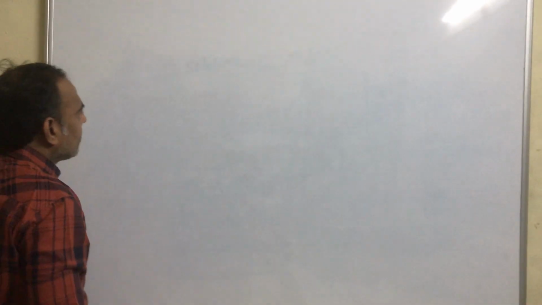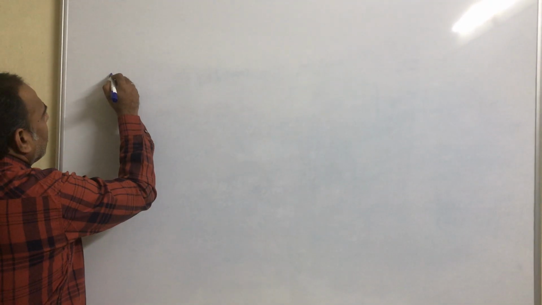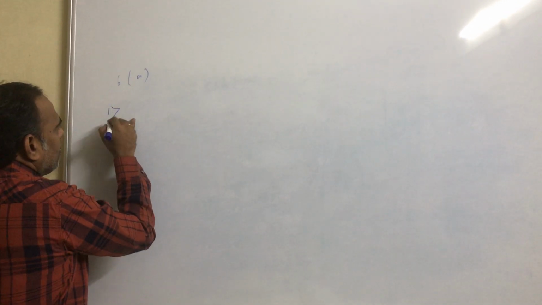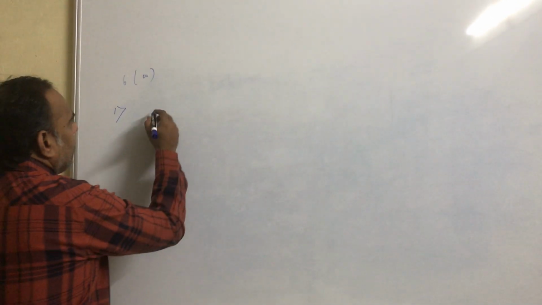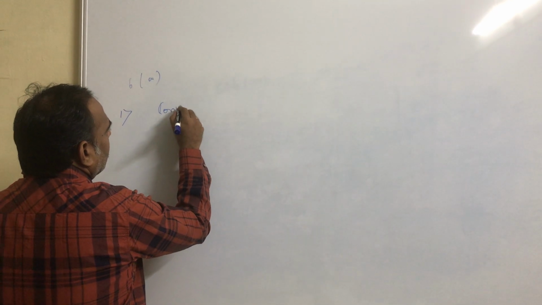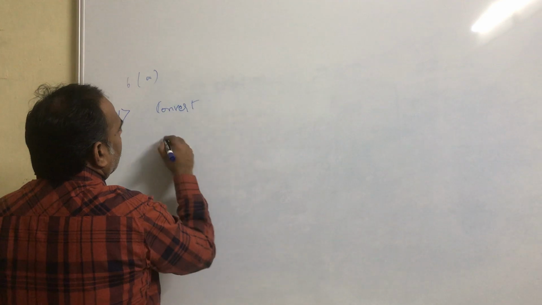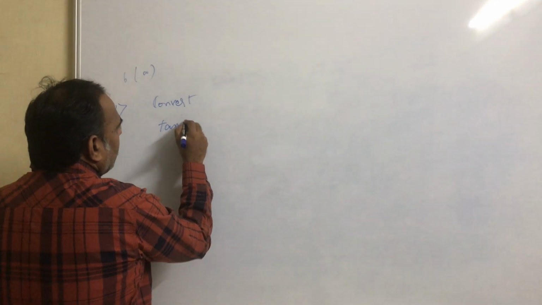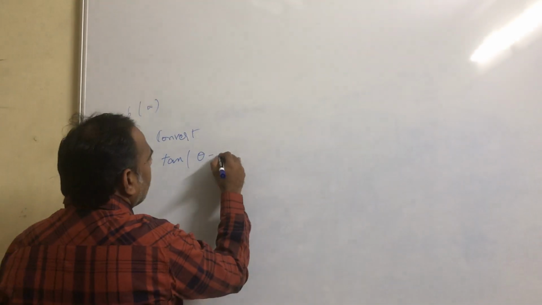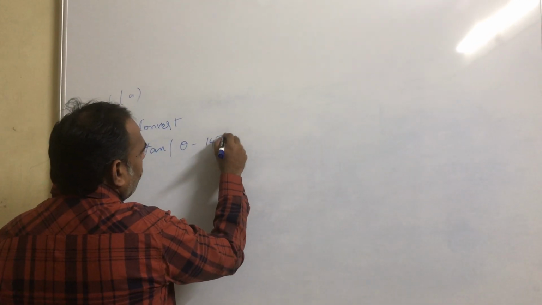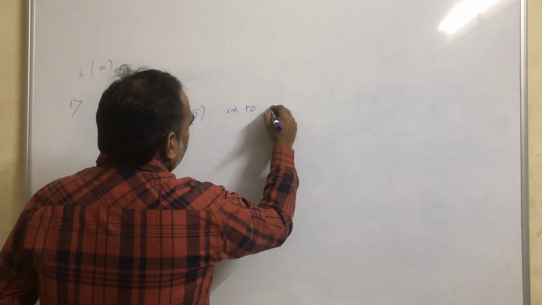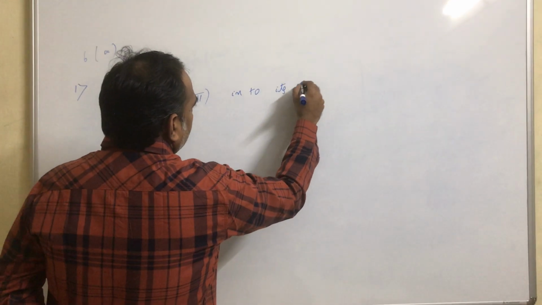Okay, today we will solve some of the problems that are in exercise 6a. First problem is convert tan theta minus 14 pi into its simplest form.